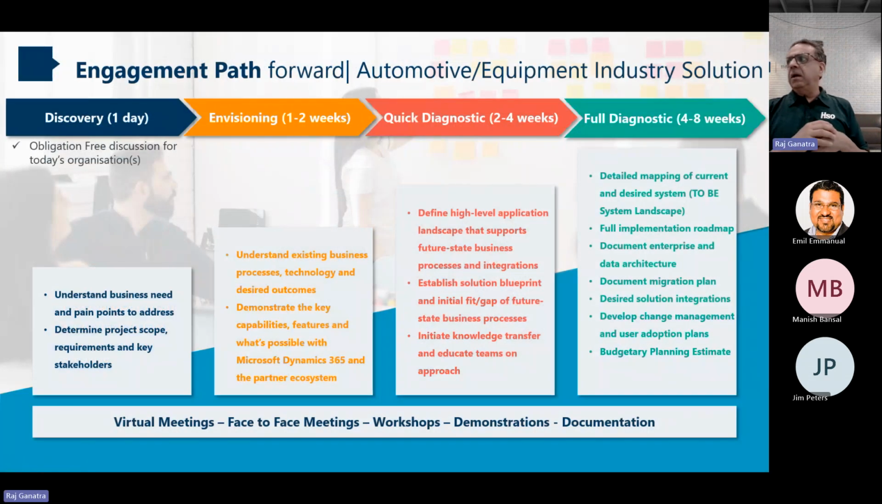How do we engage moving forward? As part of today's session, we're offering a one-day obligation-free discussion around the discovery path. You can do an online session or face-to-face meeting to really spend a few hours with your team to understand the business need and the pain points, and we can, with that, just establish what's the scope and requirements to really say what is the next steps and how do you go through the different stages to get your journey starting.